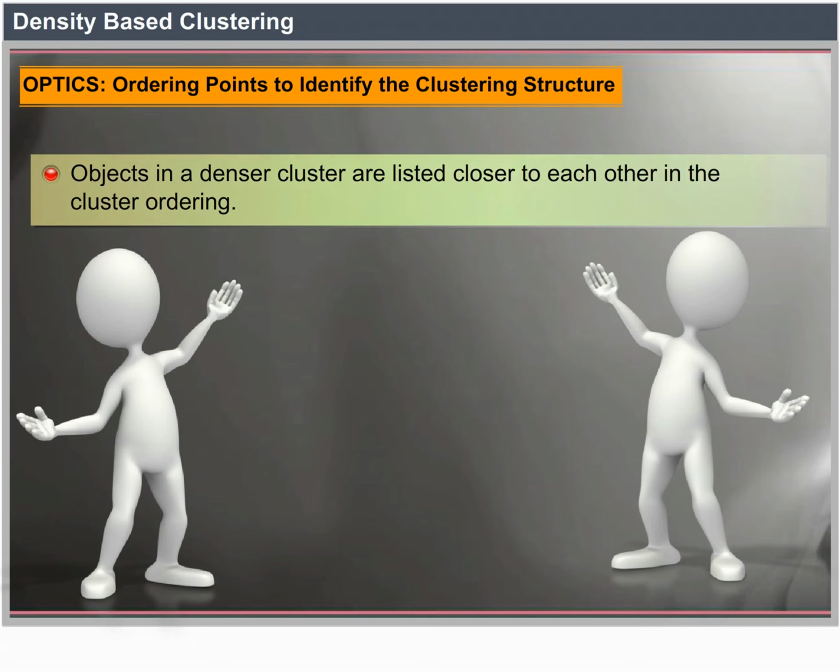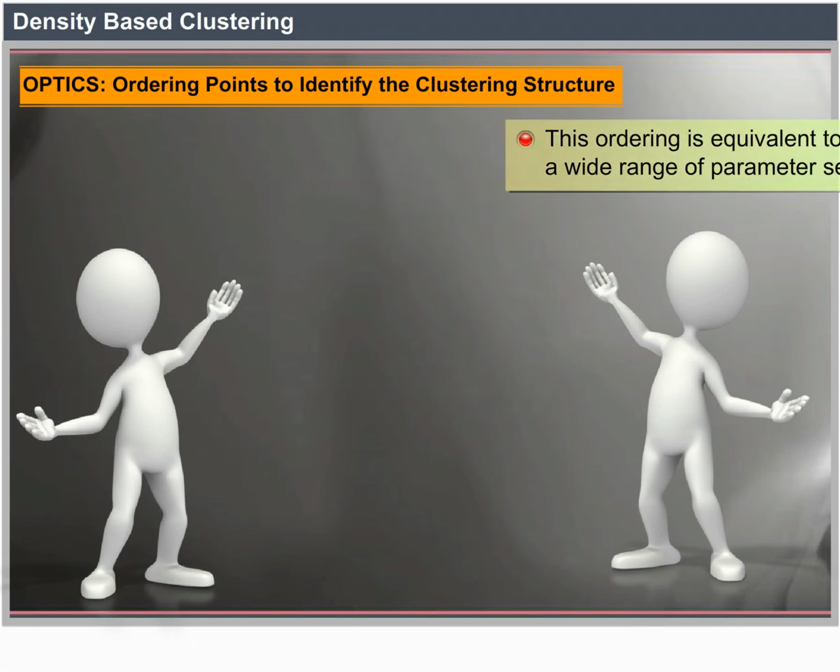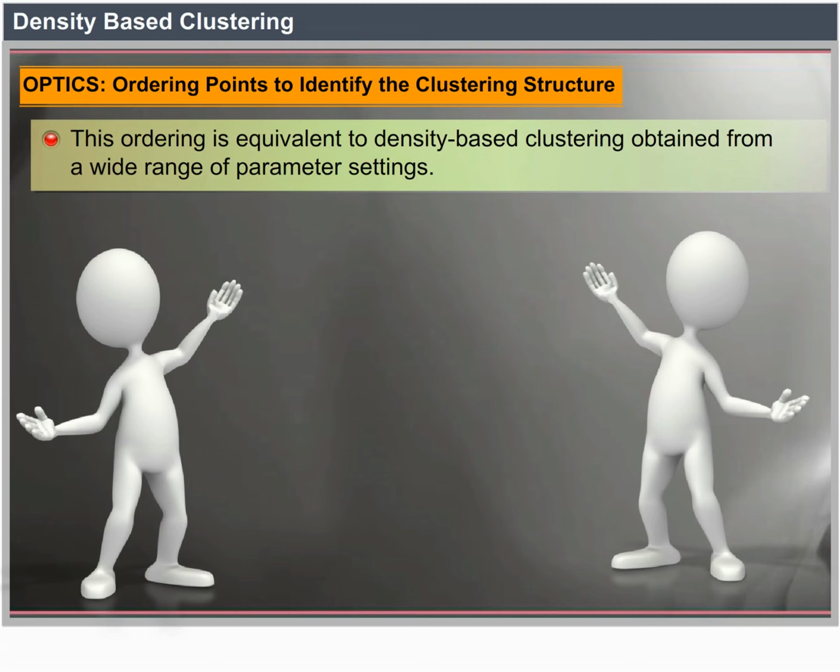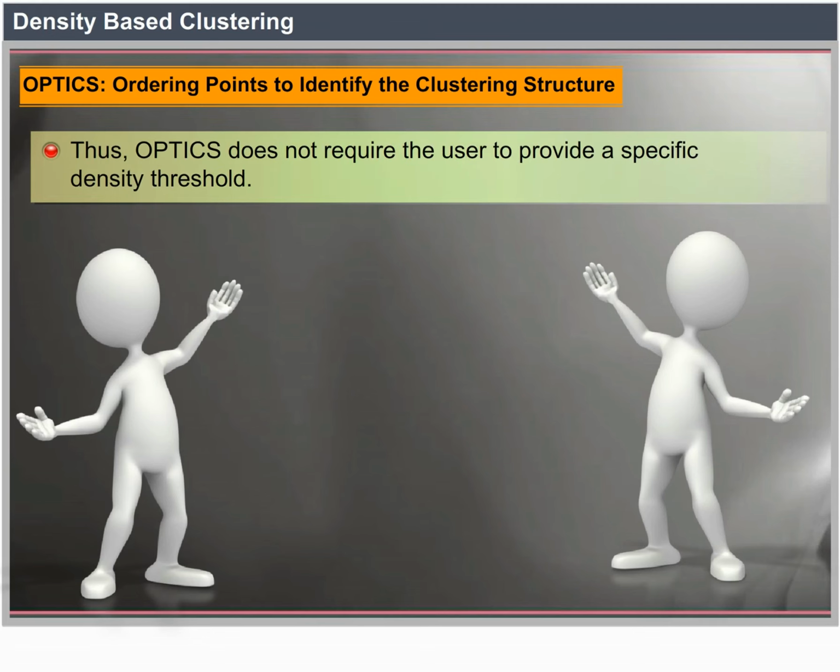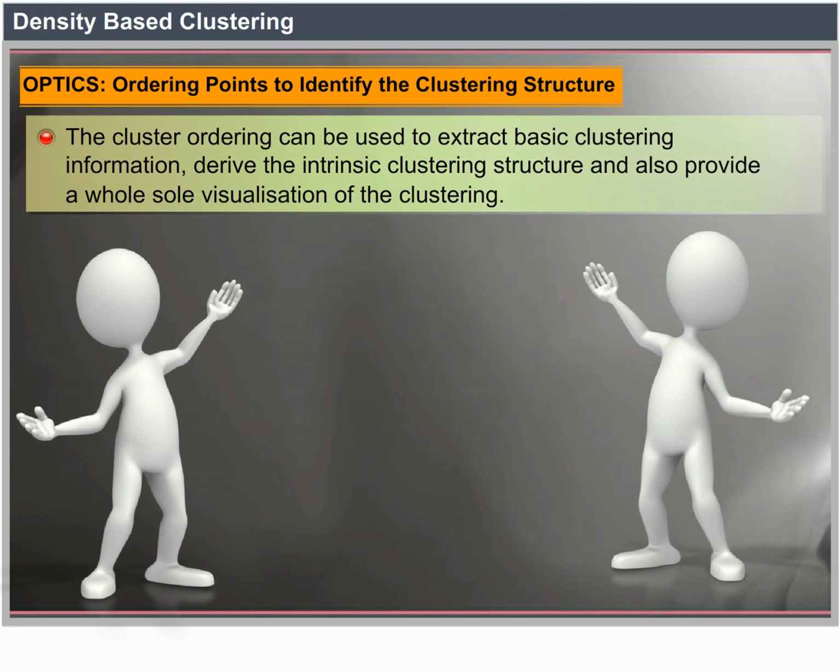Objects in a denser cluster are listed closer to each other in the cluster ordering. This ordering is equivalent to density-based clustering obtained from a wide range of parameter settings. Thus, OPTICS does not require the user to provide a specific density threshold. The cluster ordering can be used to extract basic clustering information, derive the intrinsic clustering structure, as well as provide a visualization of the clustering.